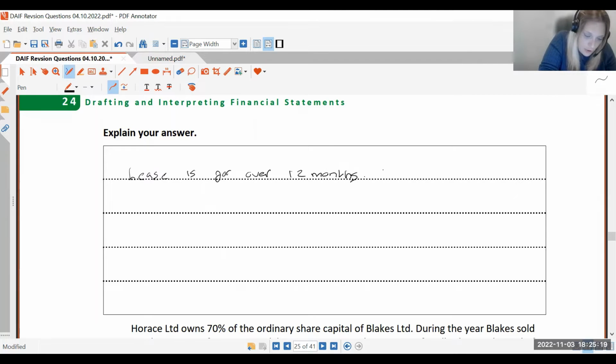Okay, so we know it will be capitalised now. So it's going to be capitalised at £12,000 because that's the present value of the future lease payments. And if it's a non-current asset and it's been capitalised, it will be depreciated.